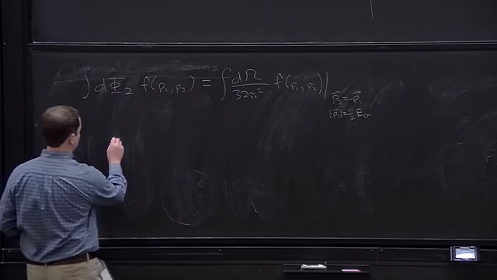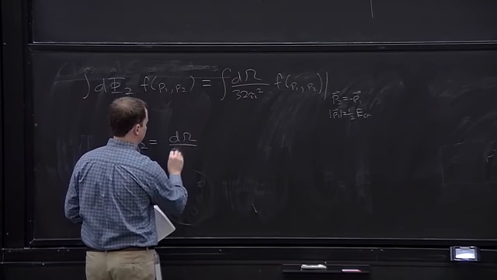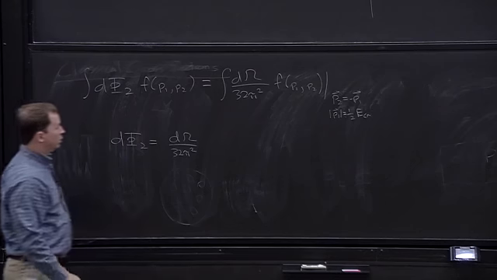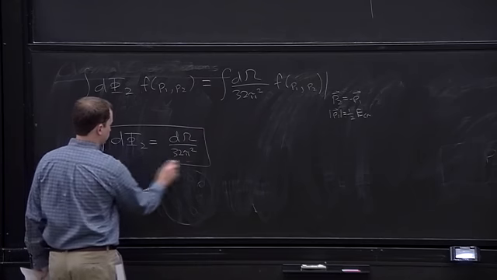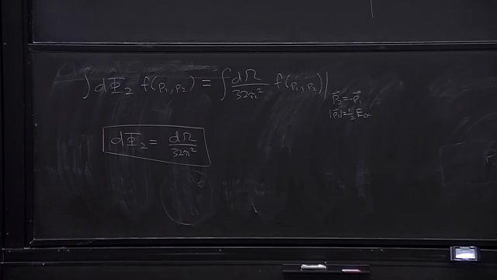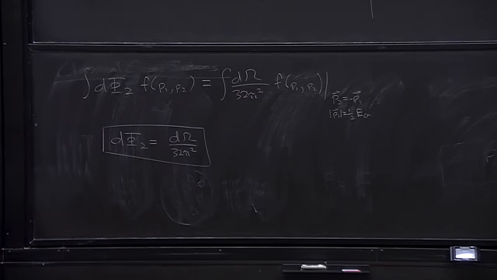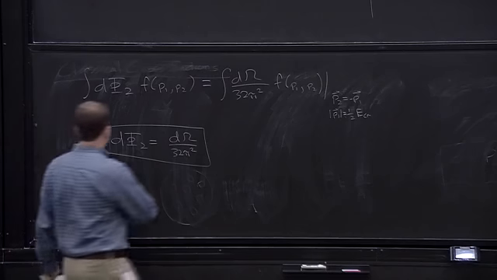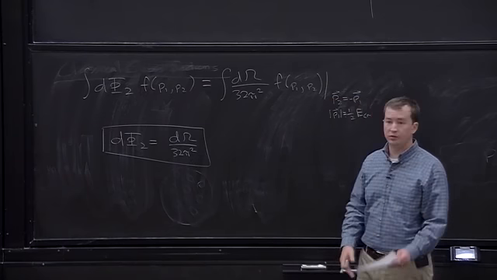So we often abbreviate this relation as just d phi 2 is equal to d omega over 32 pi squared. The big simplification is that we just need to do one angular integral, and one of the two angular integrals is usually trivial. And in tutorial and homework, you'll generalize this to include masses.